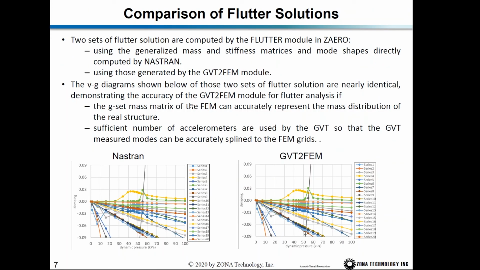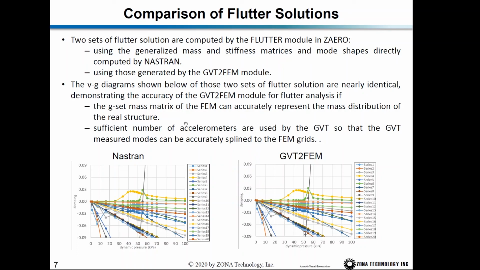And finally, we want to compare the flutter solution. The first set uses the generalized mass and stiffness matrices and the mode shapes directly computed by NASTRAN. Another one is generated by the GVT to FEM module. So you can compare the VG diagram. They are nearly identical. So this demonstrates the accuracy of the GVT to FEM module for flutter analysis.